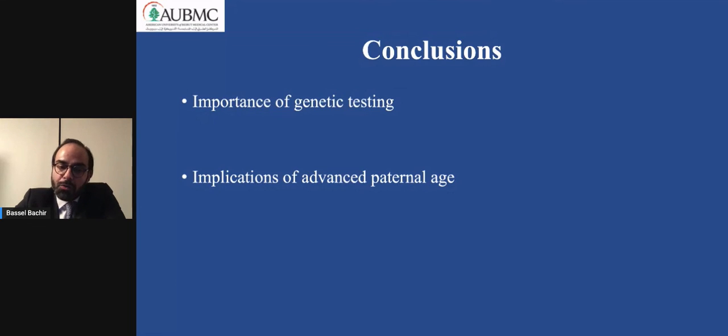Now, with regards to advanced paternal age, this is definitely something that has been of interest in the literature over the past 10 to 20 years. We all know in our clinical practice that both men and women are choosing to start families at a more advanced age. So this is why, as urologists, it's very important for us to understand what the implications of advanced paternal age are, so that we can counsel our patients on how to safely start their families.